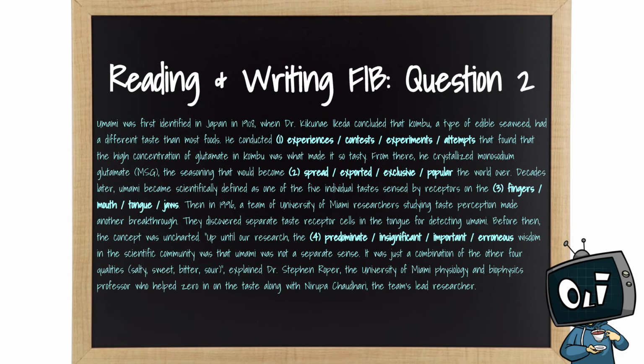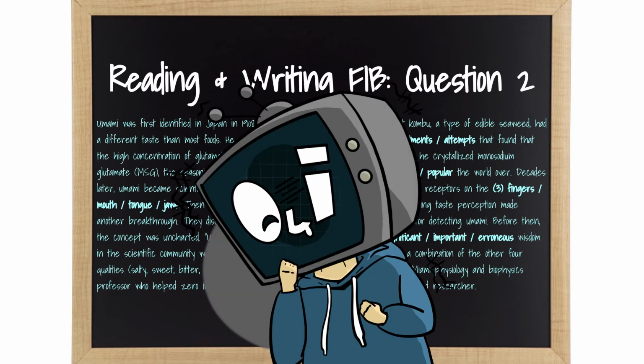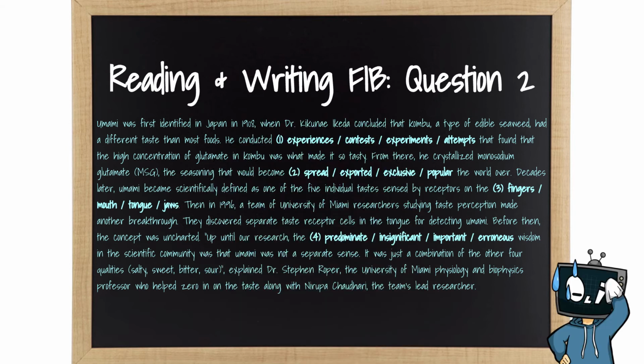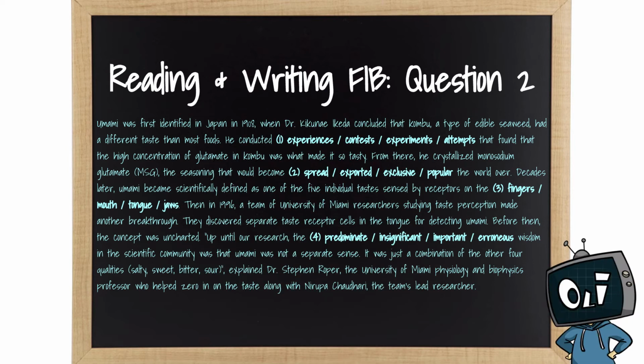This question is much easier than the last one on a few different levels. Firstly, it's about umami and MSG, which is like an Asian specialty. Secondly, it has a few blanks that are just straight giveaways. I'm just gonna say it. The first blank is experiments, and the third blank should definitely be tongue.